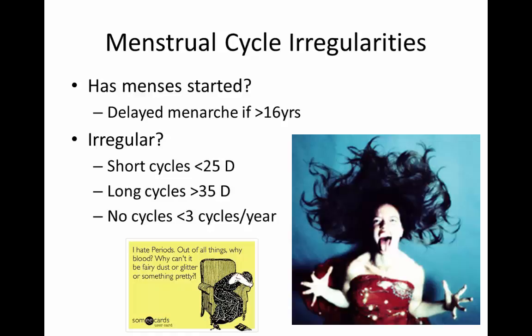A cycle of less than 25 days is considered a short cycle. A cycle of more than 35 days is considered a long cycle. If a woman has less than 3 cycles per year and she is not on any oral contraceptive medication, then it is determined to be an absence of a period or no cycle periods.